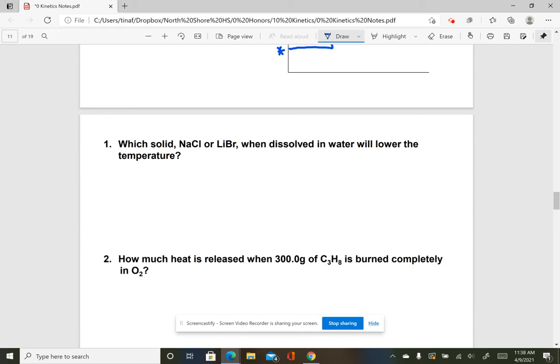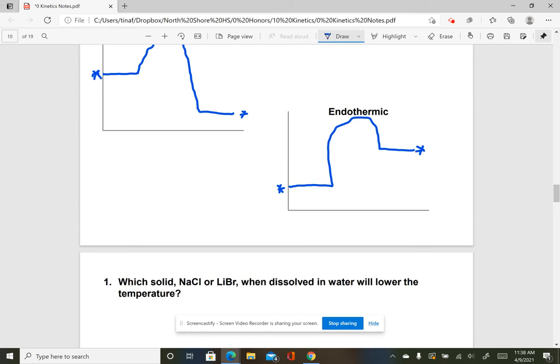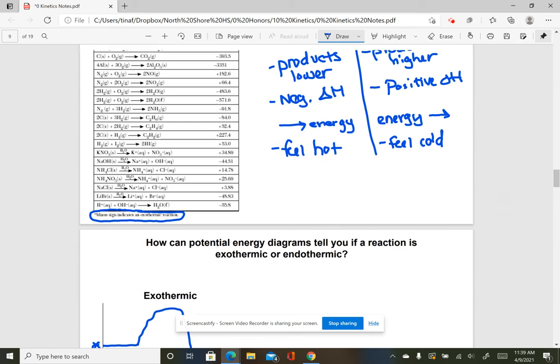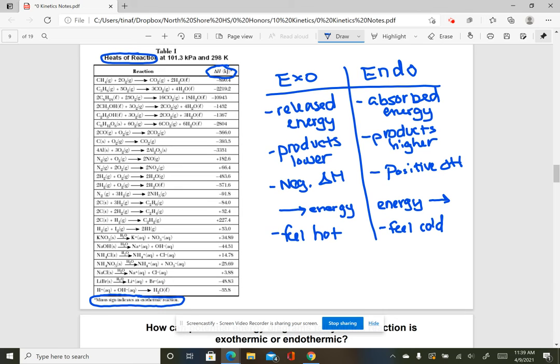Question number 1, which solid, NaCl or LiBr, when dissolved in water will lower the temperature? So let's go and look at table I. I want you guys just to notice all of the different types of reactions. They're kind of clumped together. So when you're looking through this table, that should help you find things easier. All of these reactions down here are dissolving. So they're not really reactions. They're showing you when a compound is dissolved in water, if energy is absorbed or released.